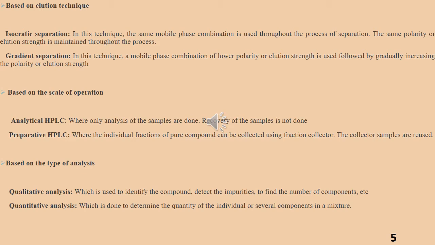Next is based on the type of analysis. It is qualitative analysis and quantitative analysis. Qualitative analysis is used to identify the compounds, detect the impurities, or to find the number of components, etc. Whereas quantitative analysis is done to determine the quantity of the individual or several components in a mixture.